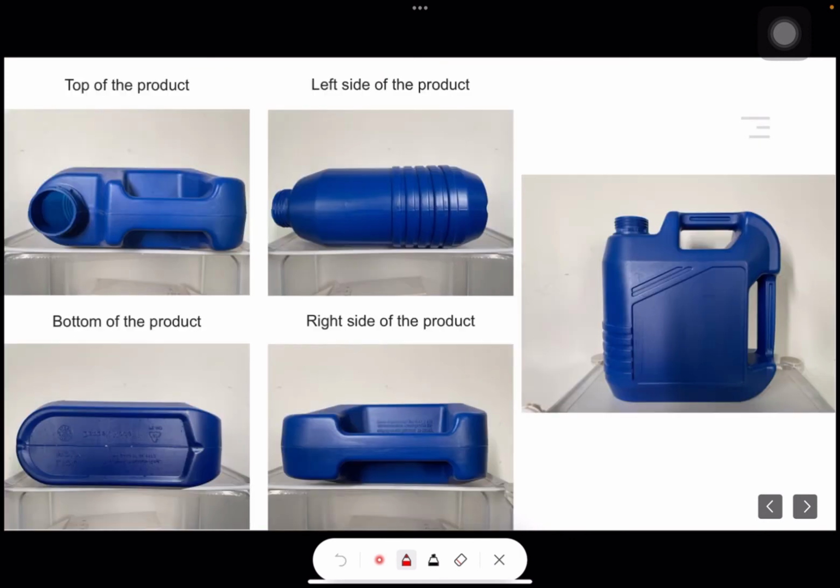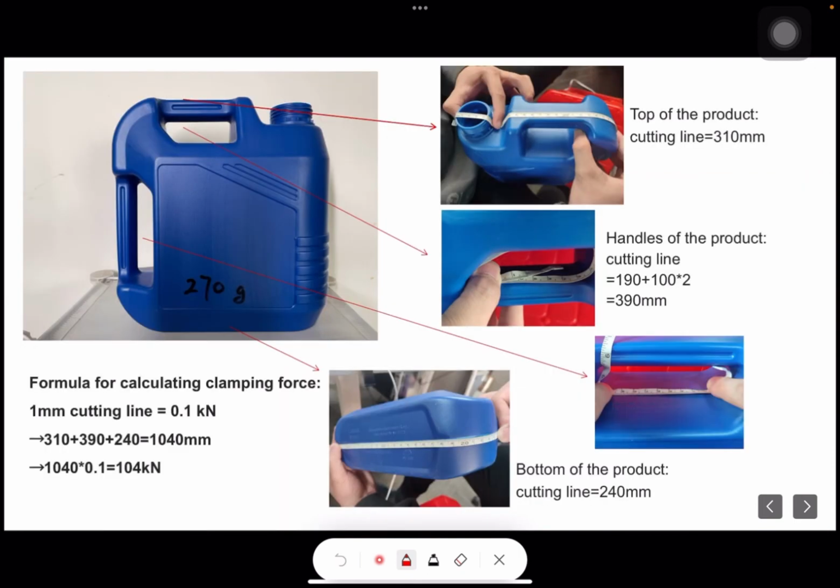And next, the product with two handles, more difficult to measure. The top of the product cutting line is 310. And as you can see here, make sure you also measure this part, which is very important, and also this part. I can draw it here. This part is very important. Don't forget to measure it.